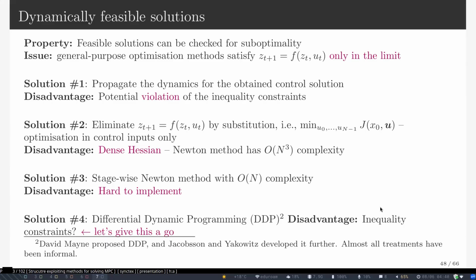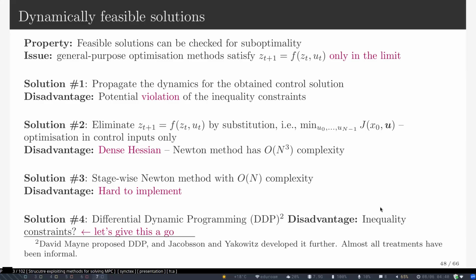Before we looked at it, there was a big problem with having inequality constraints. That was the reason that we started looking at it. So originally, David Mayne proposed it in the 60s, and then Andrew Jacobson did some work in the late 60s and early 70s. And Yakovich had some of the proofs in the 80s.